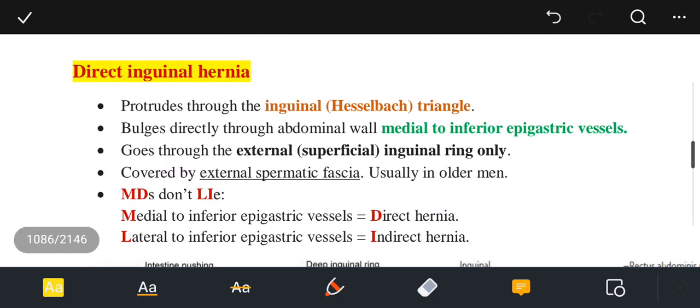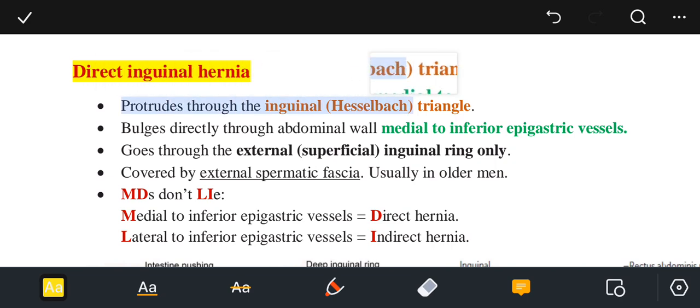Now moving forward to the next point, that is direct inguinal hernia. The direct inguinal hernia protrudes through the inguinal or Hesselbach triangle. You must remember this; it is a very high yield point. The direct inguinal hernia protrudes through the Hesselbach triangle. It bulges directly through the abdominal wall, medial to the inferior epigastric vessels.